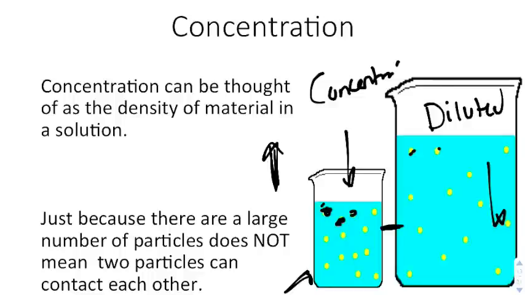Now, just because there's a large number of particles does not mean two particles can contact one another. So we said we were talking about the interaction of particles. It is much more likely that these two particles would interact than these two particles would interact, just because of the sheer proximity of the particles.